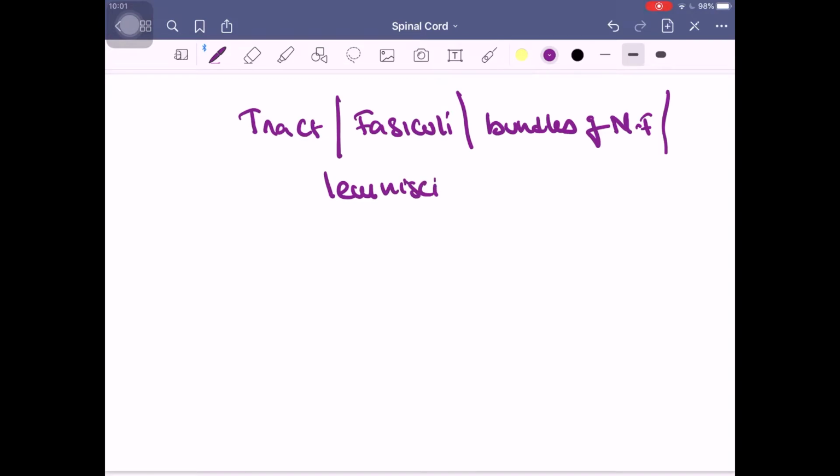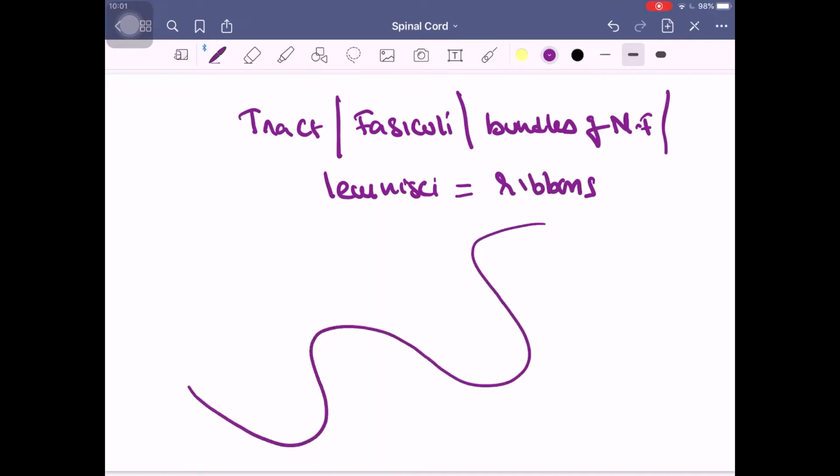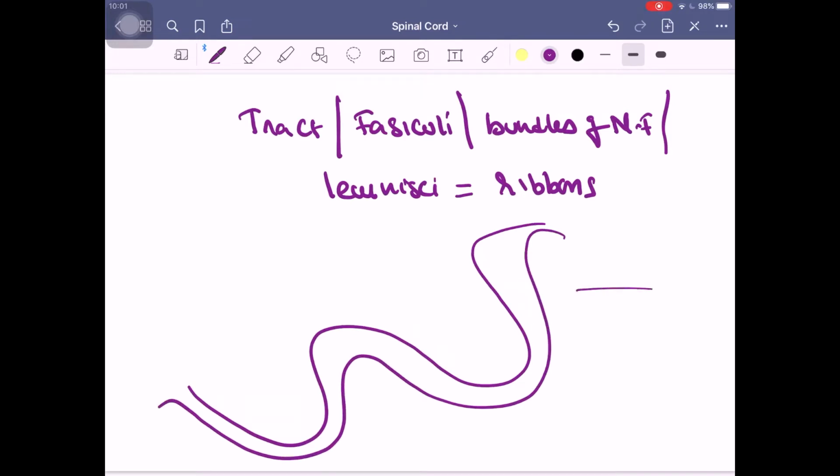plural; singular is lemniscus, which literally means ribbon. If the fibers are not going straight like a rope, but going helically, like your DNA, then you call them lemnisci. If they are going straight, you call it a tract, but the same tract, if it takes a wavy form, then you use the word lemnisci, right? Okay, we'll come across these words also.